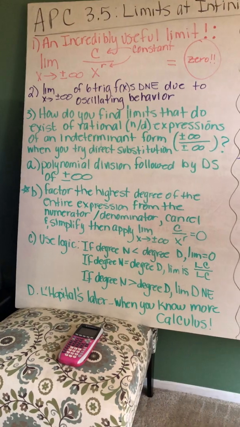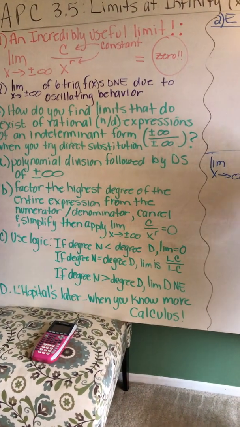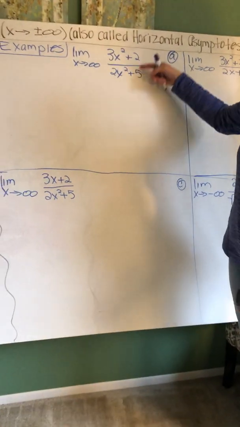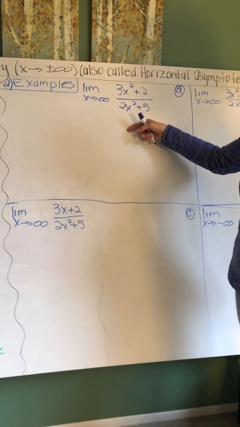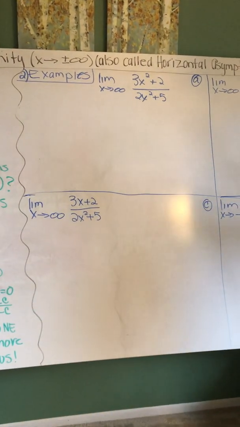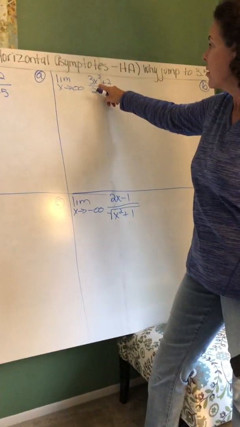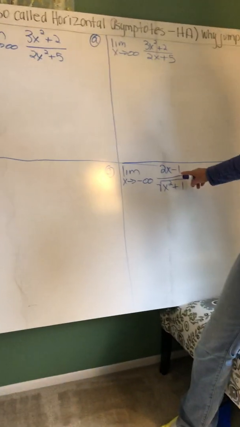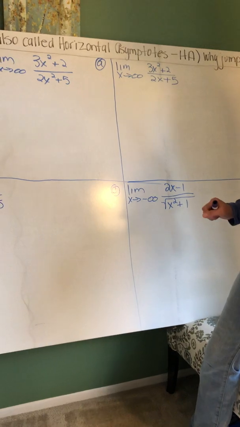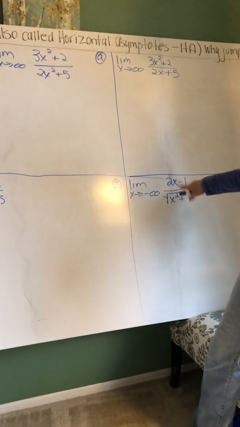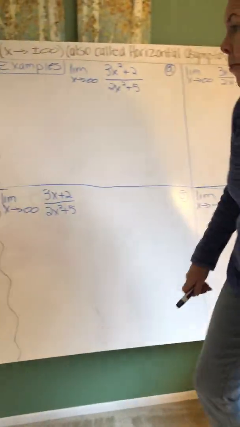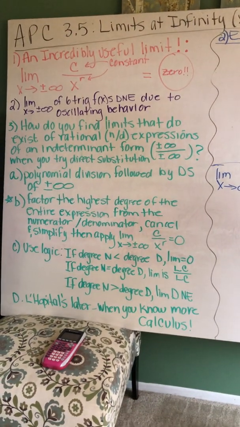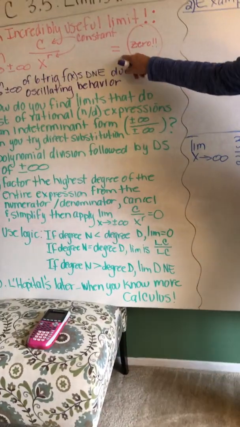That's why I have a star next to B, kind of, it's my favorite. Here's what we're going to do for each of these problems. We're going to factor the highest degree of the entire expression. So let's look at that. Highest degree of the entire expression is x squared. We're going to be factoring x squared from the numerator and denominator. Here, we're going to be factoring x squared from the numerator and denominator. Here, x squared also. Here, wow, I'm not sure. There's a square root with an x squared under it, which kind of feels like an x, but I'm not sure. We will check that out later. So we're going to factor the highest degree of the entire expression from the numerator and denominator, cancel and simplify, then apply this limit that you see here.